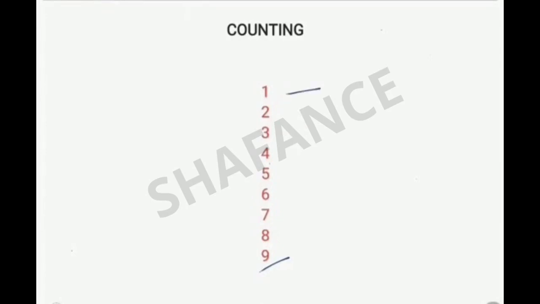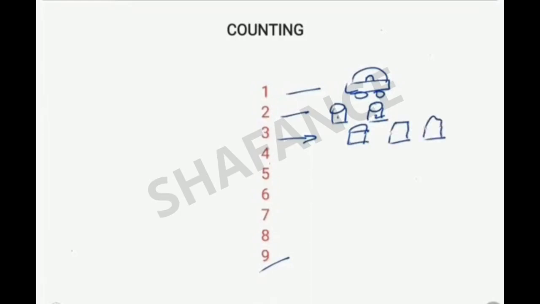Like 1 can represent one car, 2 can represent 2 cans. So this is a count 1, 2. So it is representing 2 things. 3 can represent 3 things or 3 water bottles, we can say. 1, 2, 3. So it is the number of items that they represent.